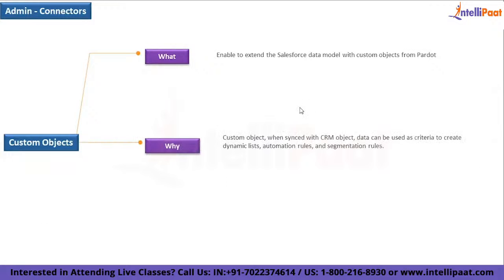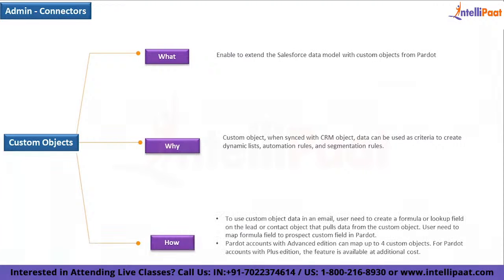Custom objects, when synced with CRM, can be used to create dynamic lists, automation rules or segmentation, because that data might not be available on your account, lead or contact object. So let me give you part of the how. To use a custom data object in email, the user needs to create a formula or lookup field on the lead or contact object that pulls the data from the custom object.